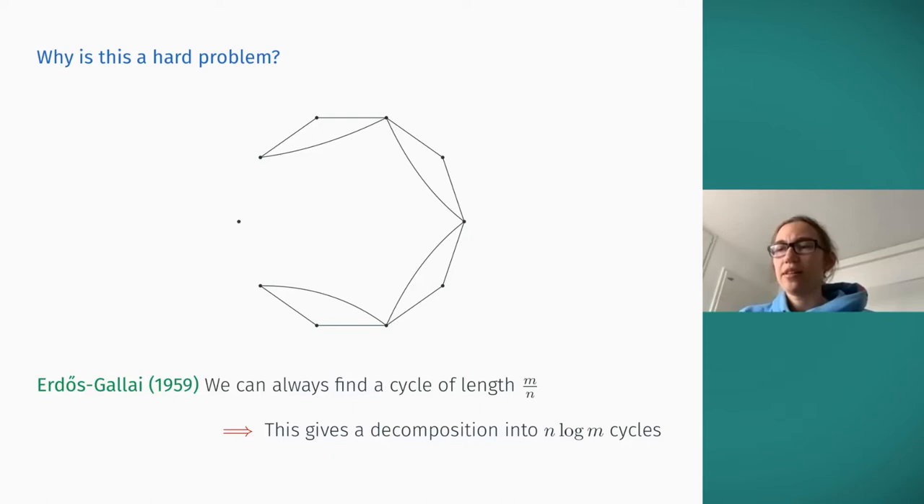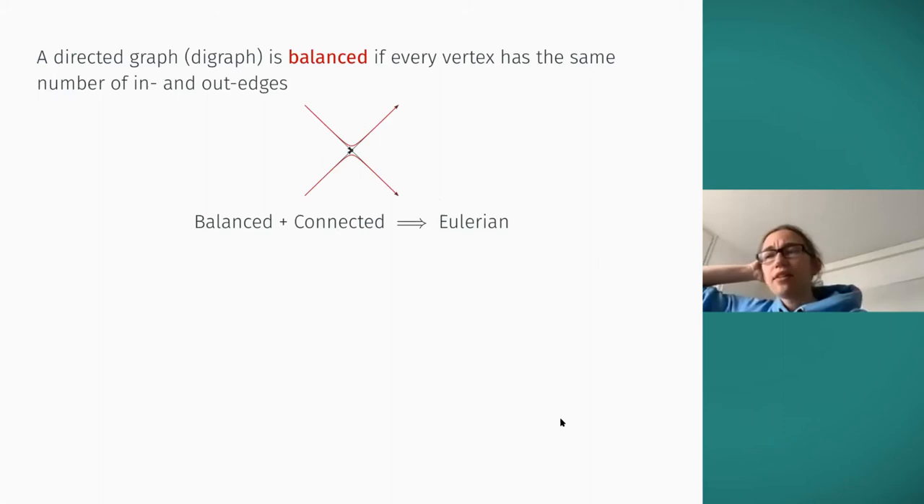Looking at digraphs, digraphs also have a very natural notion of Eulerianness. We call a digraph balanced if every vertex has the same number of in and out edges. And it's pretty intuitive that if a digraph is balanced and connected, it's also Eulerian, right? You can just start, and whenever you arrive at a vertex, you can also leave it again just because you have the same number of in and out edges.